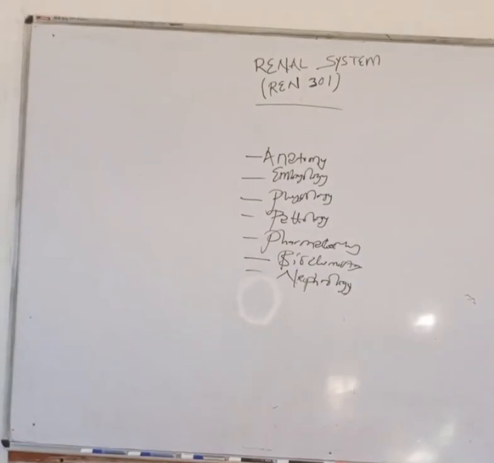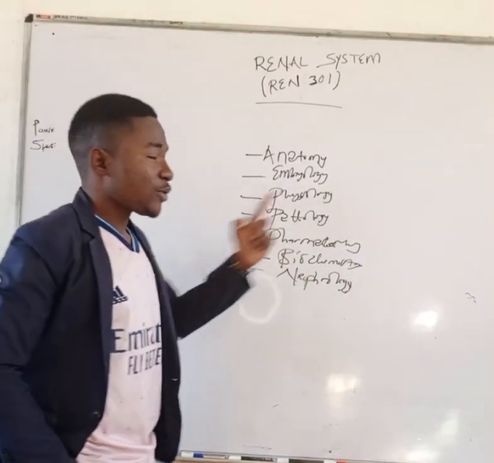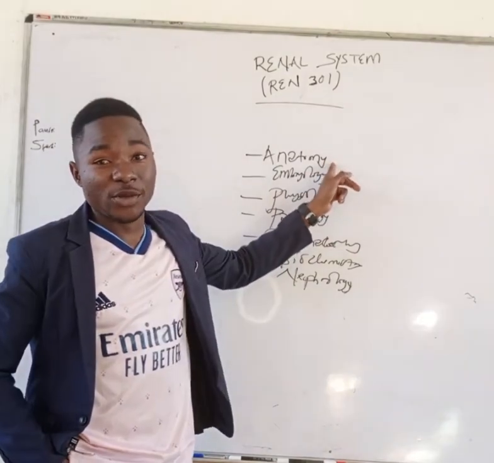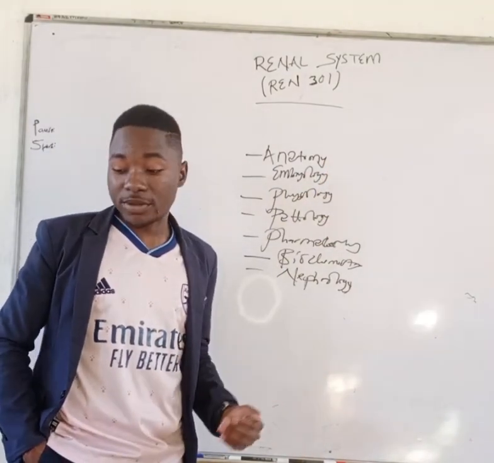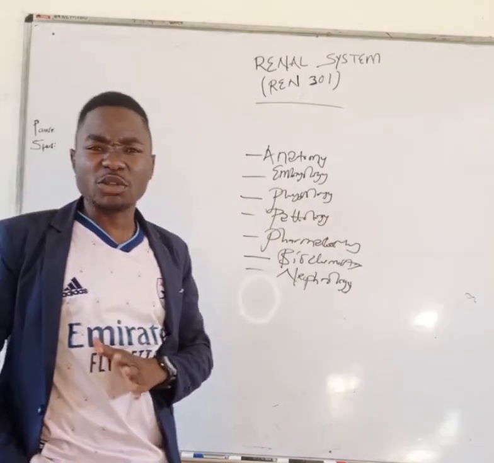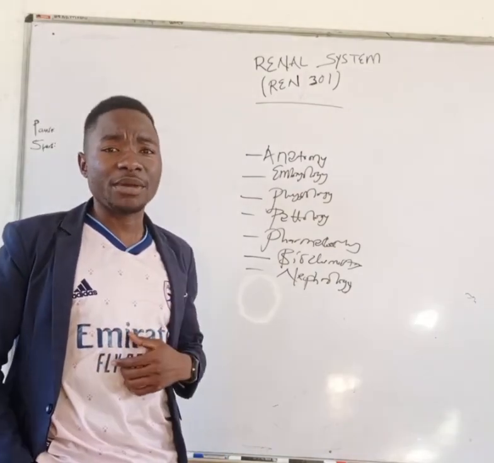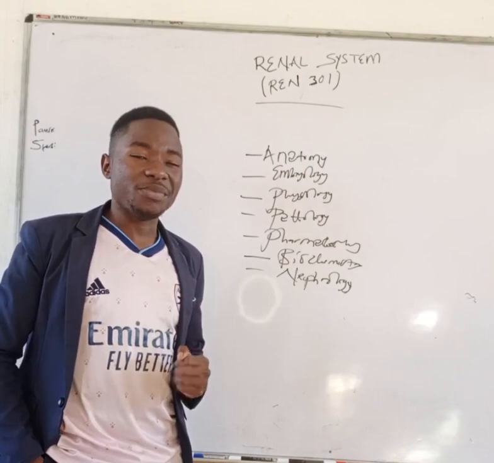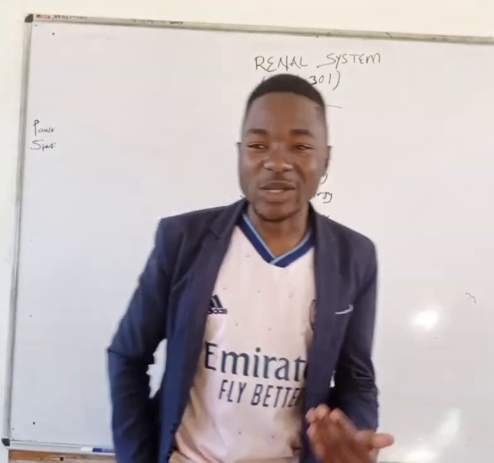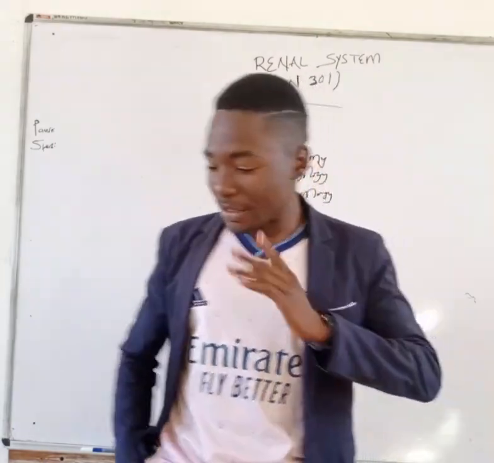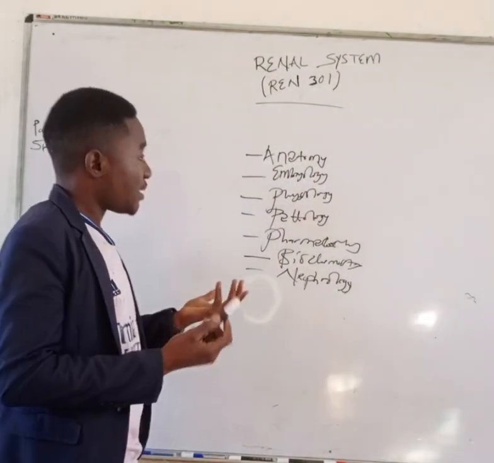All right. So today we're going to discuss the introduction to the renal system, the anatomy of the renal system. So this is just going to be basic. There's nothing difficult about that, because the organs that are involved there are just a few. They're not a lot that will give you a headache. They are very straightforward and simple.